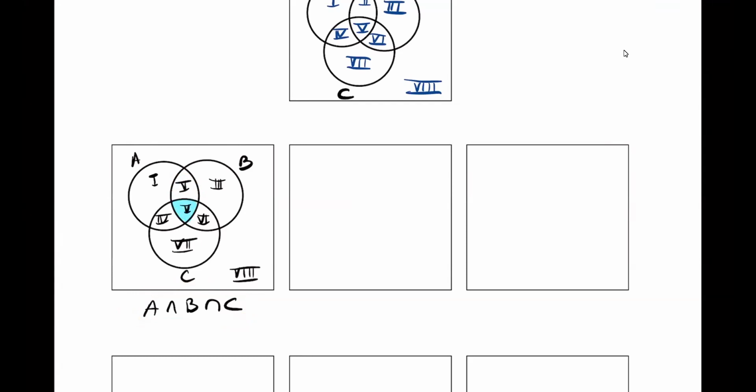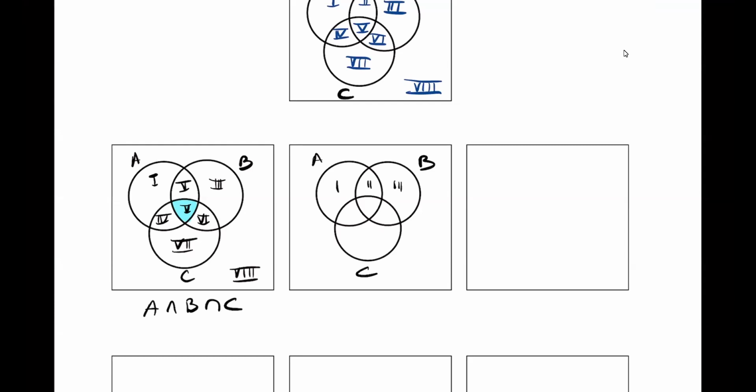Now let's look at the next one. I'll have to redraw this all over again, but that's all right. 1, 2, 3, 4, 5, 6, 7, 8. All right, so let's look at A intersect B this time.